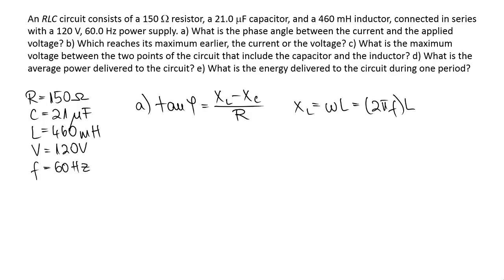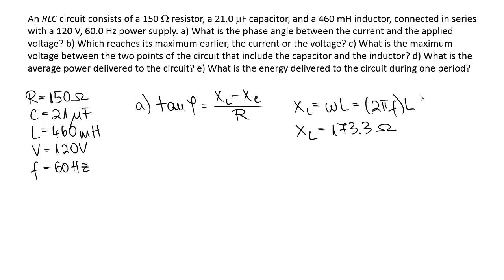The inductive reactance can be calculated as the angular frequency omega multiplied by the inductance. The angular frequency is related to the frequency by the equation omega equals 2 pi f. So we can calculate the inductive reactance as 2 pi, frequency is 60 Hz, and the inductance is 460 millihenry. Don't forget to convert it to henries, so you will have 0.46 henries. Plug all this into a calculator and you get that the inductive reactance is 173.3 ohms.